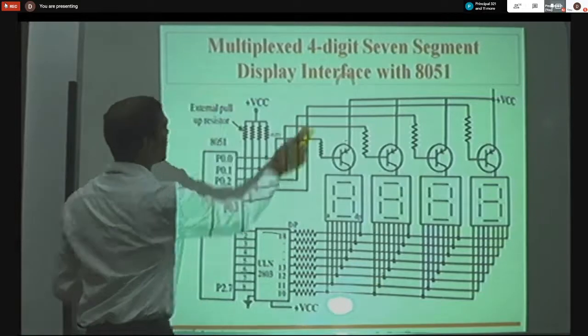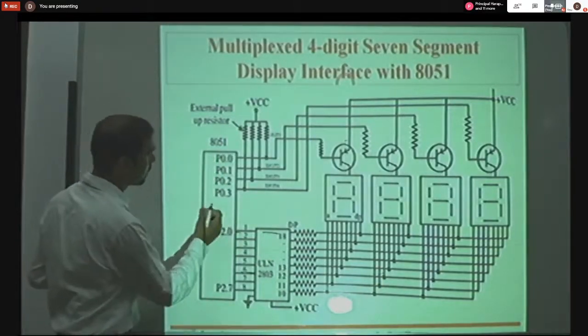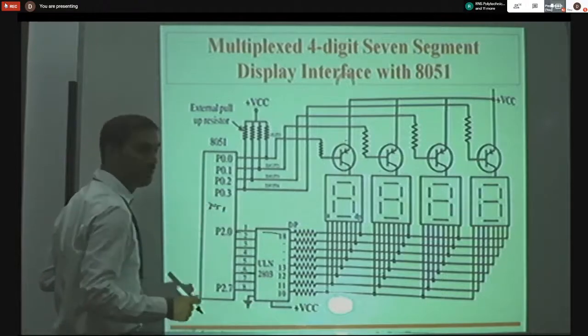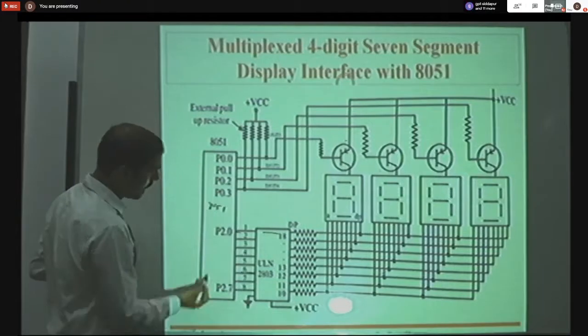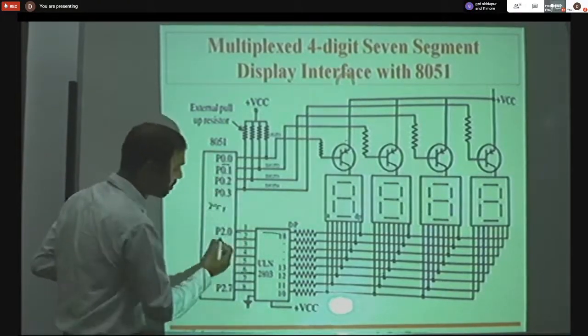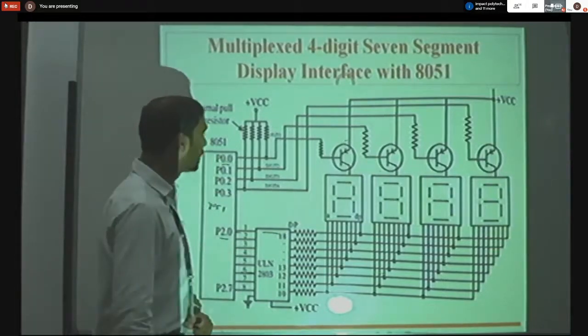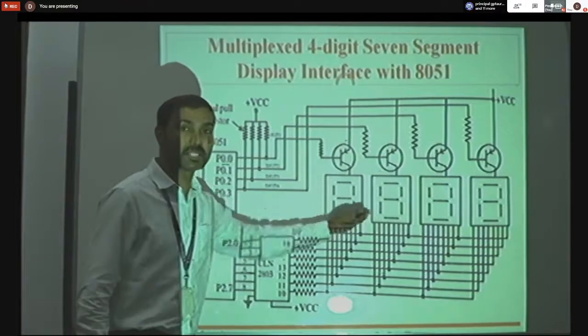So just see this schematic or circuit diagram. Here there is an 8051 microcontroller. The 8051 microcontroller has 4 ports. Among the 4 ports, I am using port 0 and port 2. In addition to that, there is a driver circuit to drive all the 7 segments.